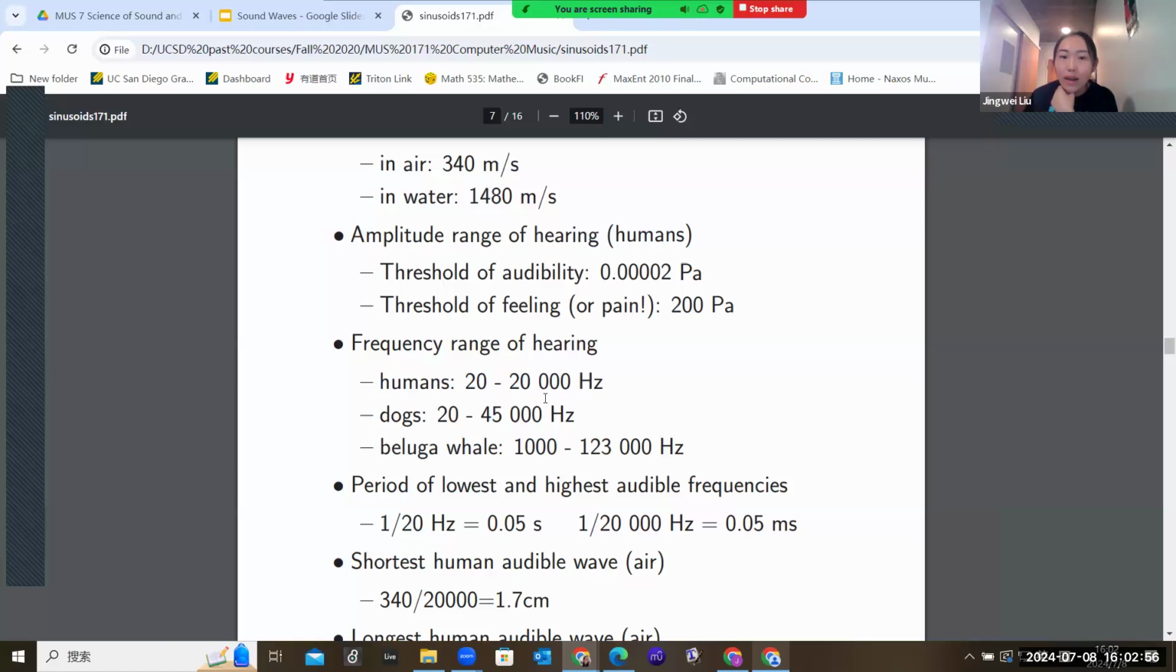This is also why the digitalization of sound doesn't really damage or influence the sound quality. We'll talk about this later on in our next week. But here I just briefly address the range of frequency hearing. The highest frequency is 20,000 hertz.